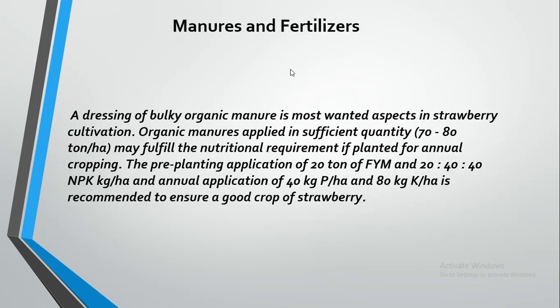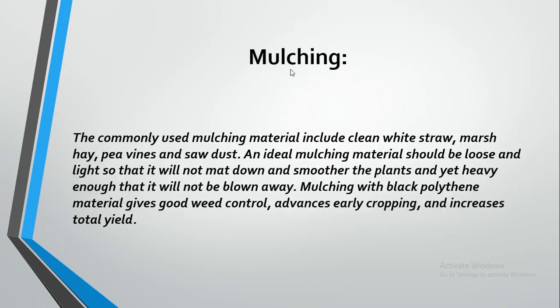So, manures and fertilizers. A dressing of bulky organic manure is most wanted. Strawberry is also known as a heavy feeder in terms of nutrients. So, a good amount of nutrients should be applied, and the dose is 20, 40, 40. That is 20N, 40P, and 40K.